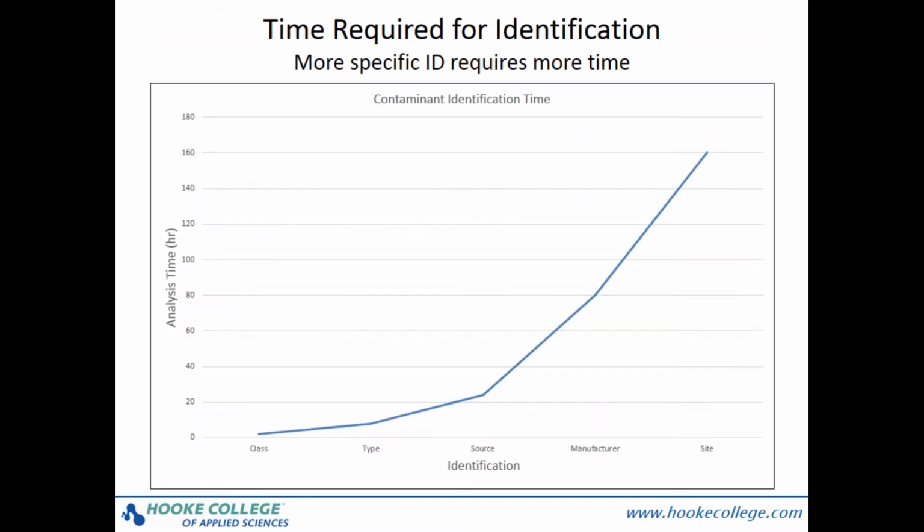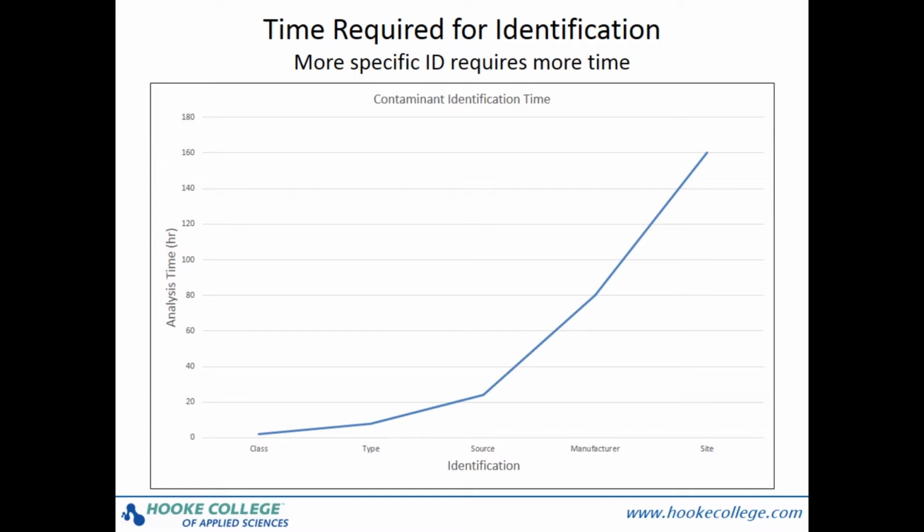In that vein, here is a schematic graph illustrating the exponential increase in analysis time with identification specificity. It's a broad and general type of graph, and I'm using it more to illustrate the exponential rise in time, not necessarily to have any kind of exact numbers.